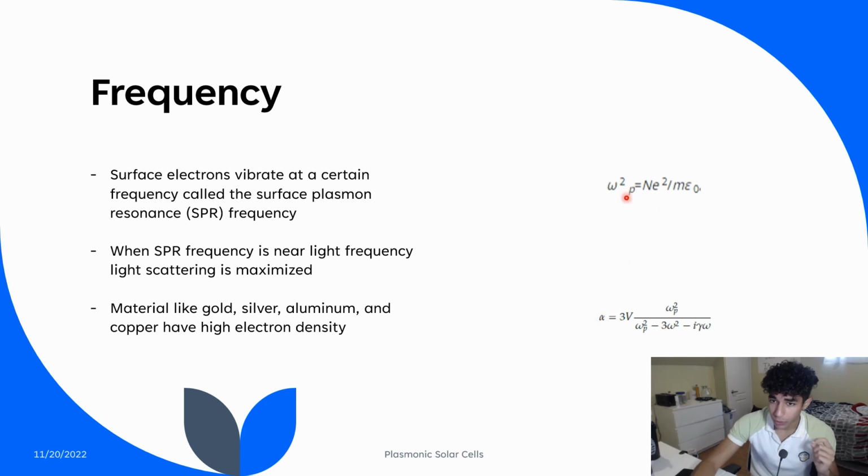Now, we know that if we maximize omega p, we increase alpha. Alpha, which is the polarizability again, is based on omega p. If omega p goes up, alpha will go up. And if alpha goes up, we know from the previous equation describing the wavelength that the scattering effect also increases. So this is a win-win.